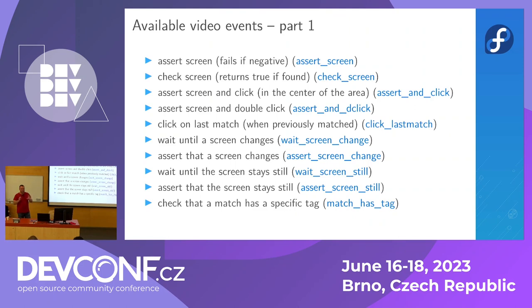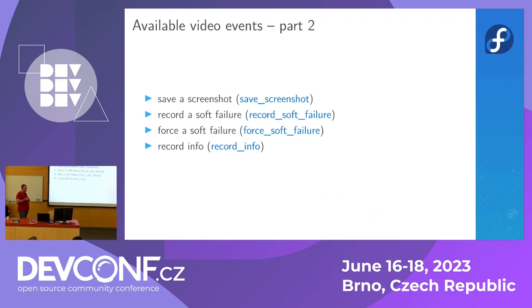Animations, yes, that's the word. And those animations took some time, but OpenQA was so fast that it clicked somewhere even before the animation ended, and the test failed. So you say wait until the screen stays still, and then it can do animations as it will, and the test waits for it and then finds the needle it should.